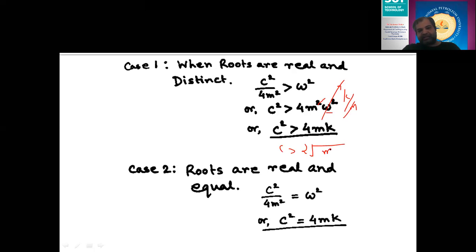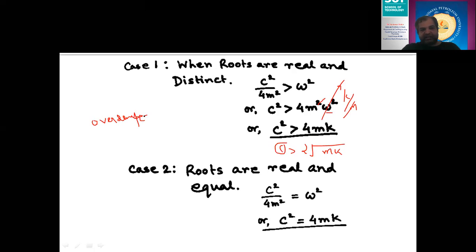So in this particular condition, when your damping value is more than twice the under root of mk, I will say it is the overdamped condition. Okay, this is my overdamped condition.